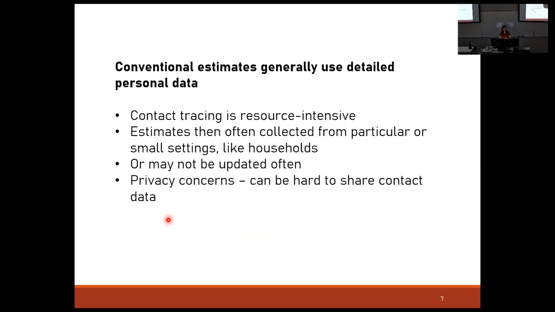But as I said, most of these existing methods require this kind of detailed contact data. We need to actually be able to find pairs, and they often generally assume that we do fully observe that the pairs that we get are true transmission between A and B or E and F. This can be hard to do, this contact tracing. It also often means that estimates end up being collected from particular settings like households.